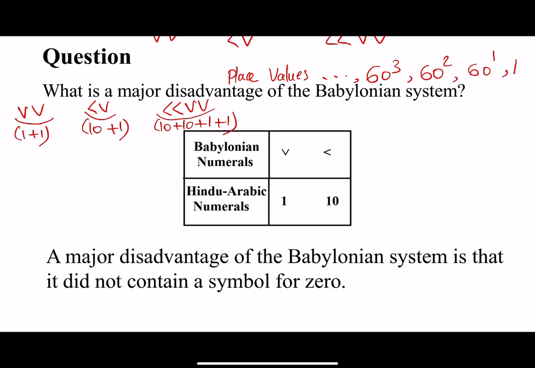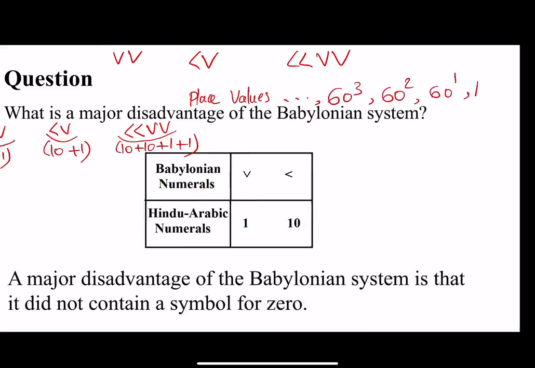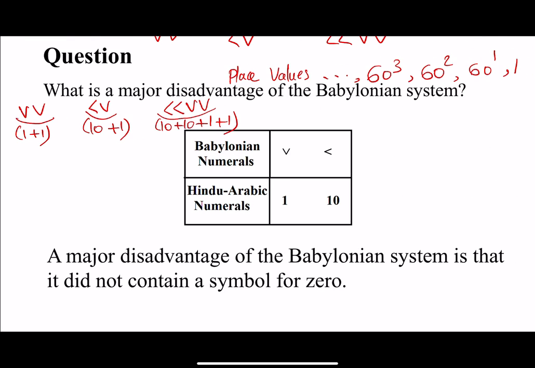Now, next step. We said that write down the place value of each digit. Write down the place value of each digit from right to left. Okay, so place value of this one is 1. The other one is 60 to 1, and this one is 60 to 2. Now, multiply each digit by its place value and then add the results.